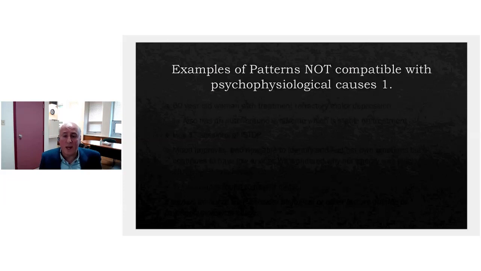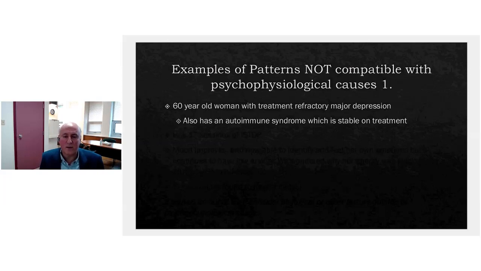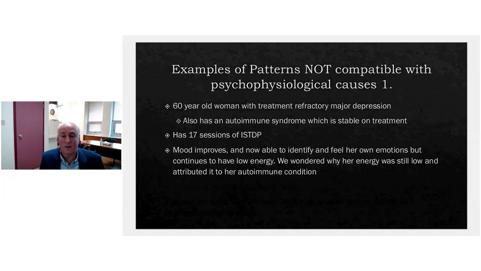So here's a couple of examples of patterns that are not compatible with just a psychophysiologic cause. One was a 60-year-old person with treatment-refractory major depression, who also had an autoimmune syndrome, stable on treatment. She had 17 sessions of treatment targeted primarily for treatment-resistant major depression. The mood improved and she was now able to identify her own emotions, but she kept having this low energy problem, this fatigue. By all markers that we were seeing, she should have had a lift of her overall energy and mood. Her mood did improve, but her body was still tired. We figured it must be because of the autoimmune condition. But then in follow-up, we found out the person had a cancer that was latent, and it was just percolating along over those months.